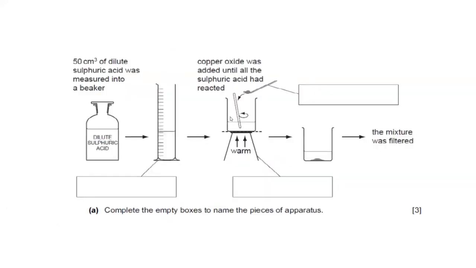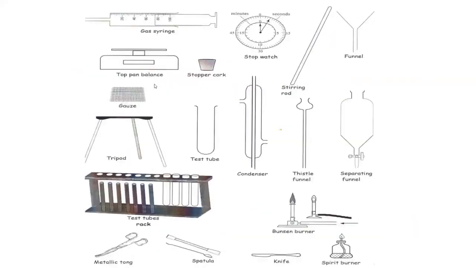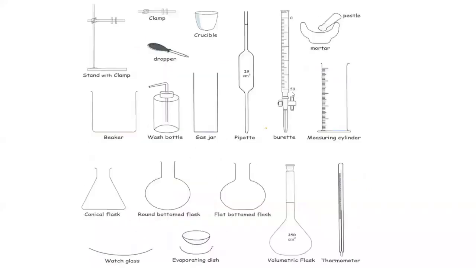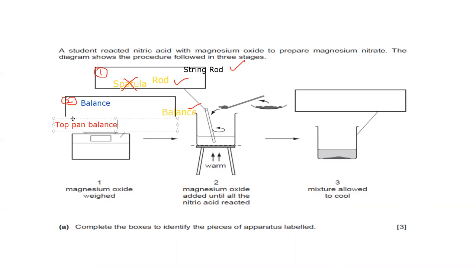As I showed from the slides at the beginning, it's a top pan balance, and this one is a stirring rod. So the stirring rod is there, and this is a balance or a top pan balance. Balance is acceptable, but you can also write top pan balance, which is the full name for this apparatus. Balance is acceptable. You will get the marks if you write balance. What about box 3?